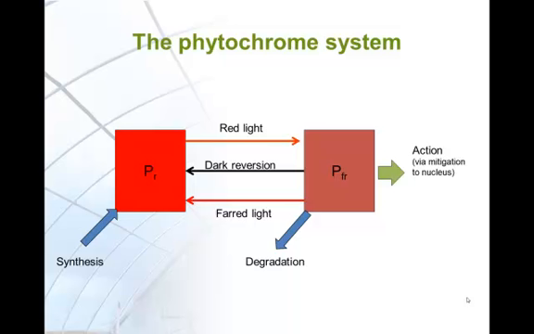So this is another diagram showing the phytochrome system. This is the red absorbing form that absorbs red light and turns into the far red absorbing form. And the far red absorbing form absorbs far red light and then changes back to the red absorbing form. The far red absorbing form also degrades in darkness, and this form is very active in the plant system.